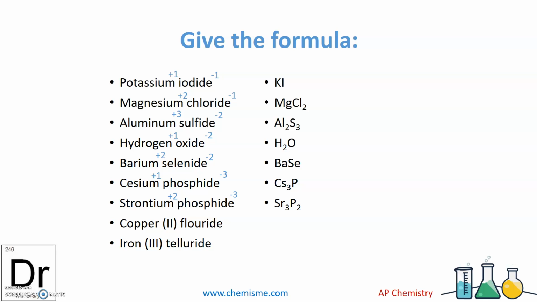They're telling you the charge of copper. So copper is 2. You don't even have to look it up. And fluorine's -1. So we get CuF2. And last, again, they're telling you the charge of iron, which is +3. And tellurium is -2, Te. So we're going to get Fe2Te3.